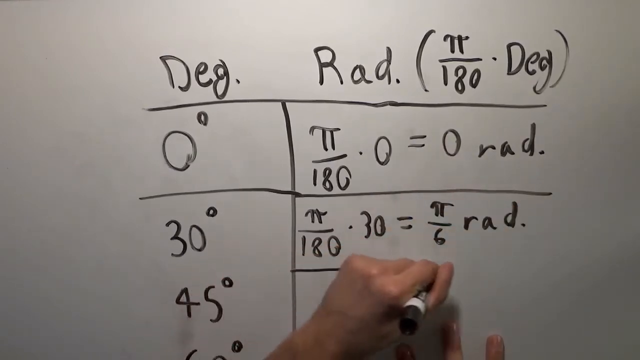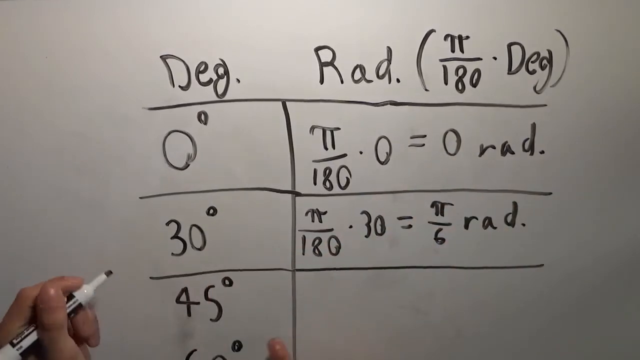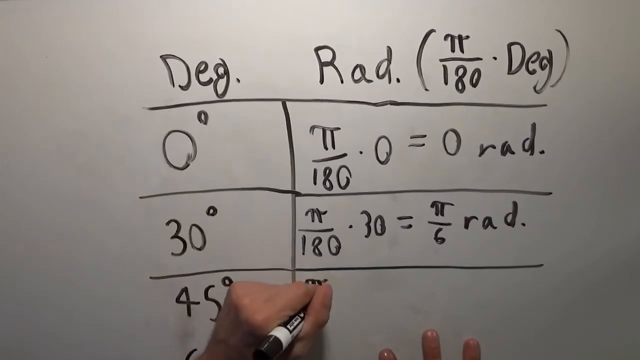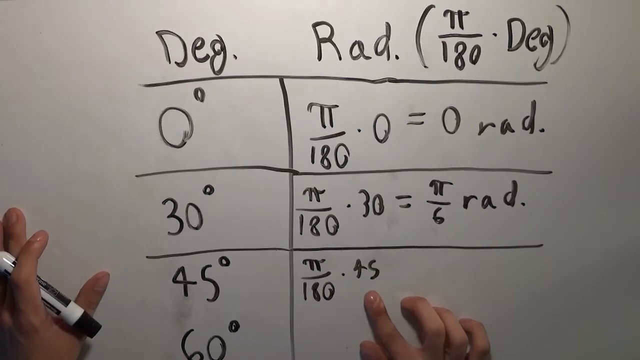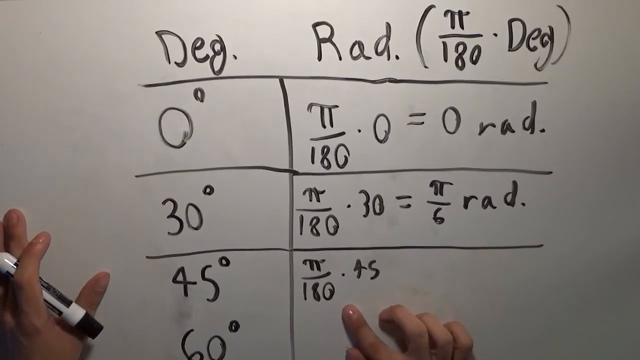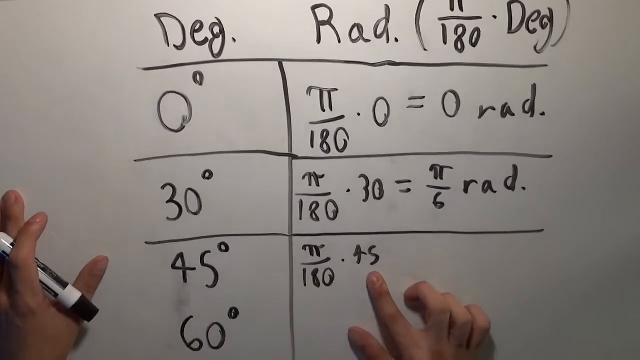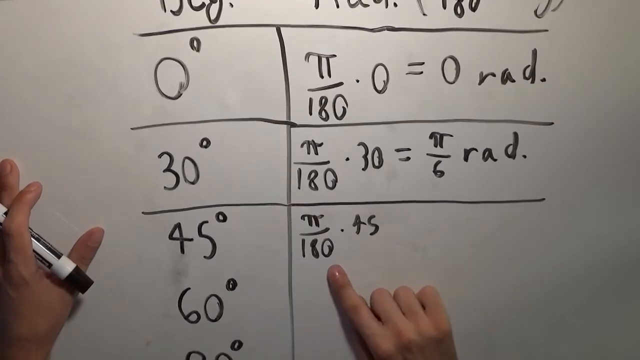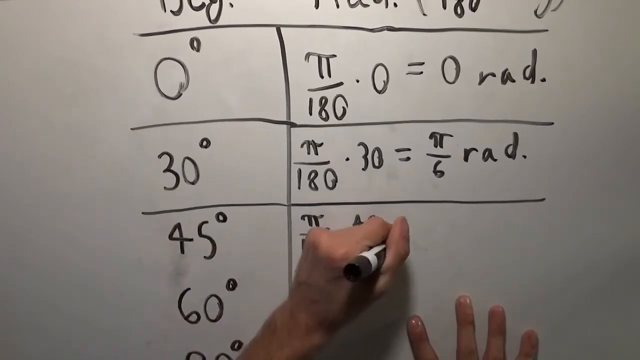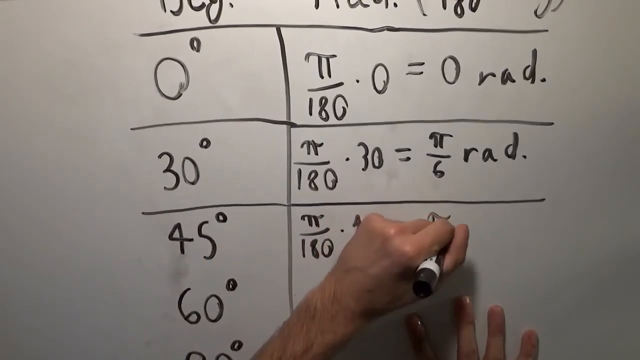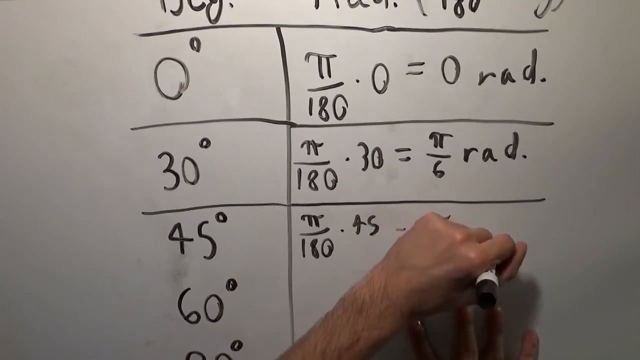right? Not too difficult. 45 degrees, same idea, right? Pi over 180 times 45. Now, 90 degrees is half of 180. Since 45 is then half of 90, that must make 45 1/4 of 180. So this will simplify to 1 over 4. Pi comes along for the ride, and we're left with pi over 4 radians.